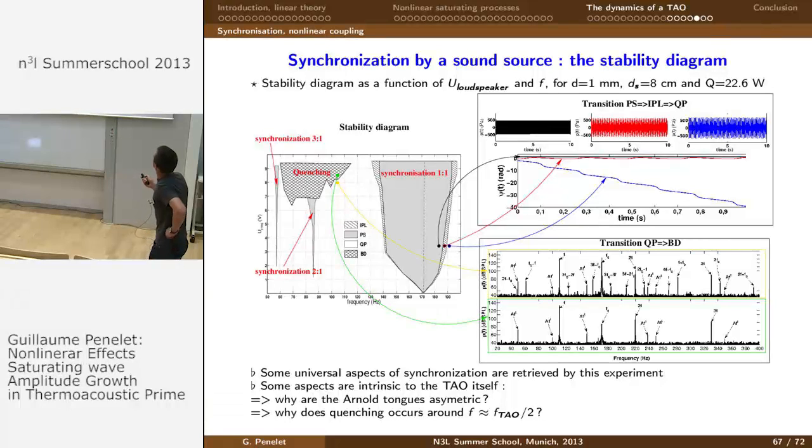So the interesting point with these results is that we can observe some phenomena which are universal for synchronization phenomena. But we can also observe some phenomena which are intrinsic to the thermoacoustic oscillator itself. So we may have information from the thermoacoustic oscillator itself only from these measurements. For instance, we can see here that this Arnold tongue is highly asymmetric. And actually, we do not know why the quenching zone is around half the frequency of the thermoacoustic oscillator. It's not clear.